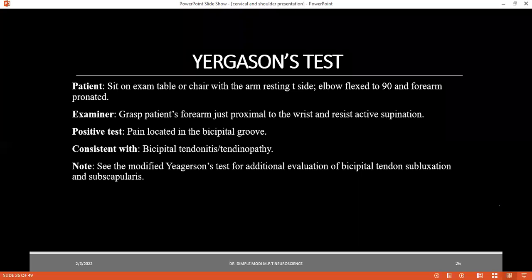If there is pain in the bicipital groove, where is the bicipital groove? It is the groove between the, can anyone tell me? Okay, the lesser tubercle and the greater tubercle. You have to palpate that area. If there is pain in the bicipital groove area, that means there is a bicipital tendonitis. That shows that Yergason's test is positive.